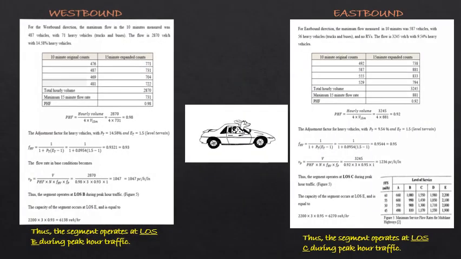The demand flow rate for each direction is calculated by substituting values into the equation as seen on the slides. The values were compared to the maximum service flow rate for each level of service from the table, and the LOS for each direction was determined. The eastbound direction operates at LOS C and the westbound direction at LOS B.